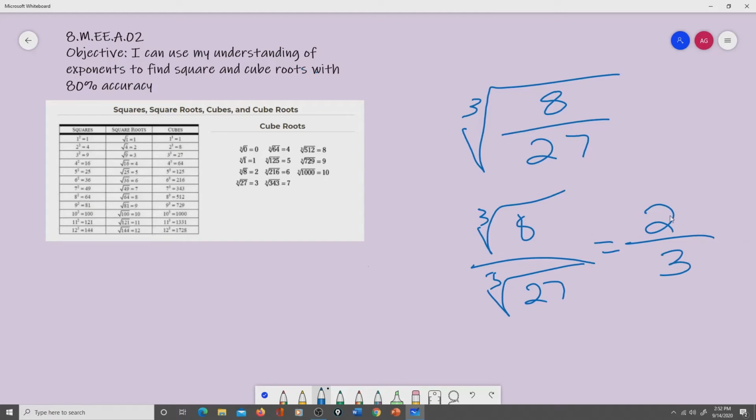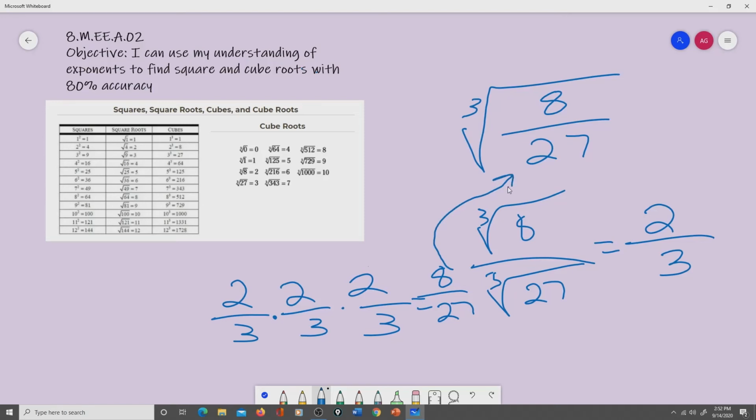Okay, and again, we can think about this as to the third power, so 2 thirds times 2 thirds times 2 thirds. And again, we just multiply straight across. 2 times 2 is 4, times 2 is 8. 3 times 3 is 9, times 3 is 27. And again, we get the solution we were looking for in the radical. So that's how we evaluate square and cube roots when we have a fraction on the inside.